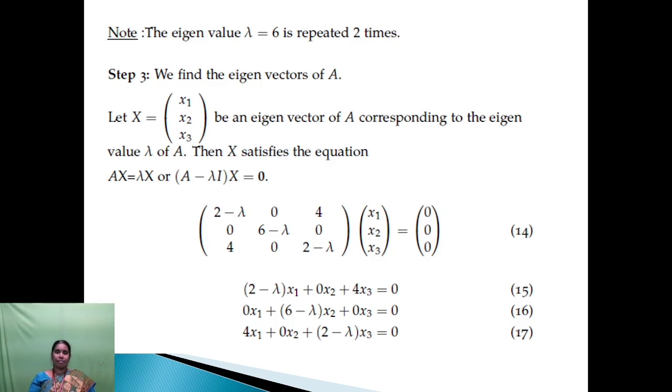We have to find the eigenvector for the repeated eigenvalue in the last case. Okay, first we have to find the eigenvector. What is the procedure for that? We know that (A minus lambda I) into capital X equal to 0. The equation satisfying this condition gives the eigenvector.